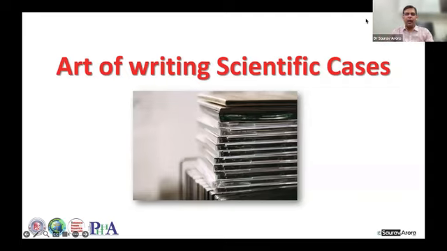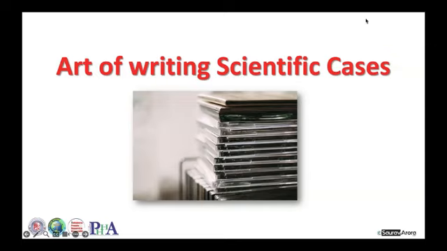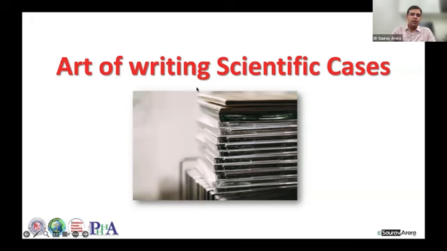It can be a two-line case, a single-symptom case, which we read in the Organon as one-sided diseases, or it can be three pages which we have filled. So what exactly is the art of writing that scientific case?